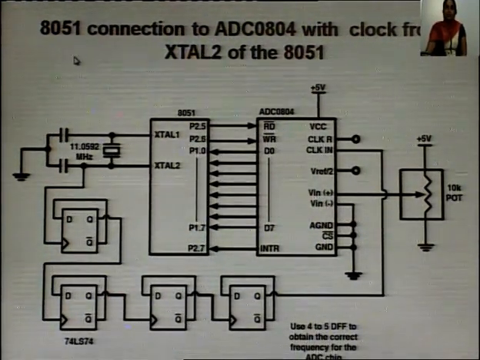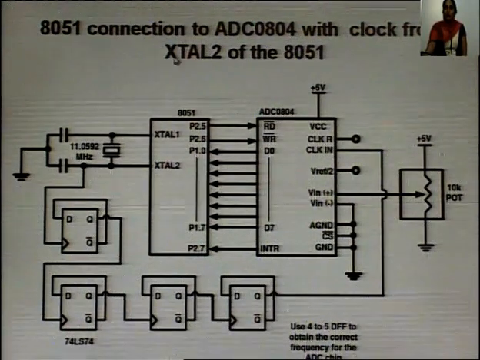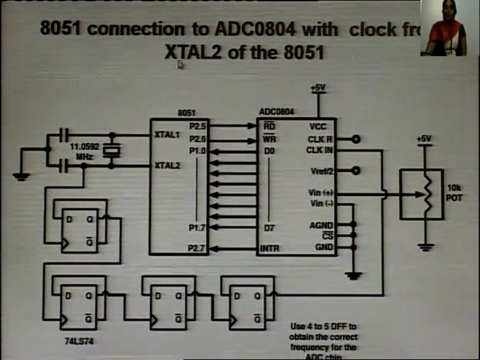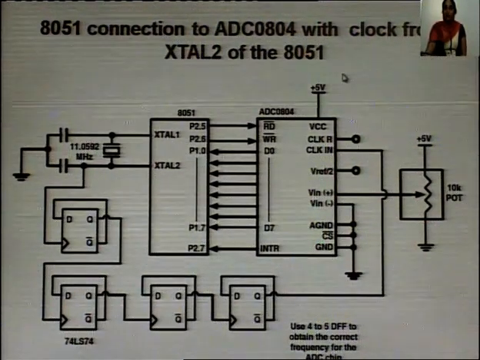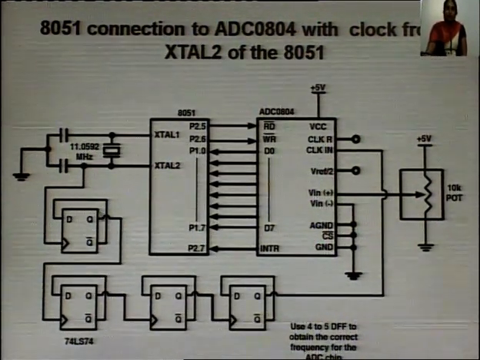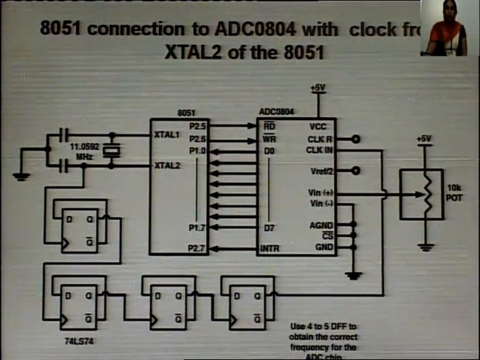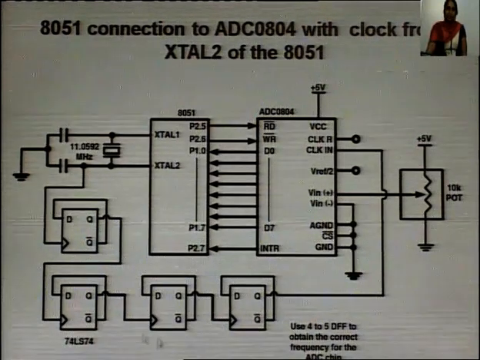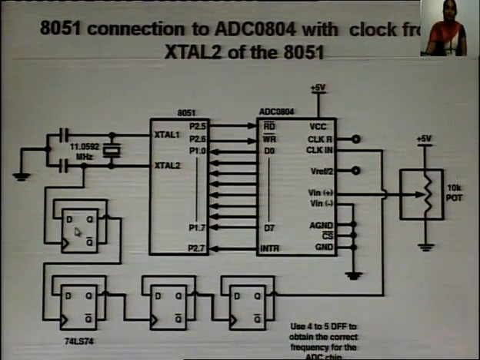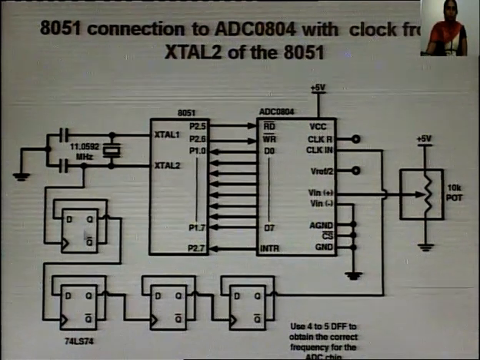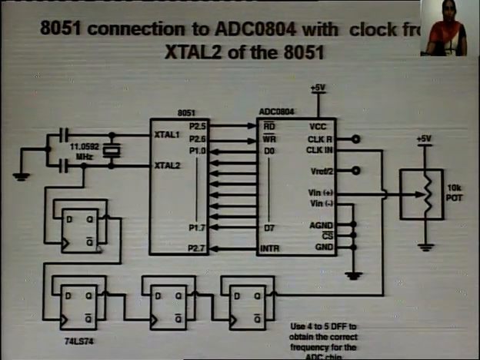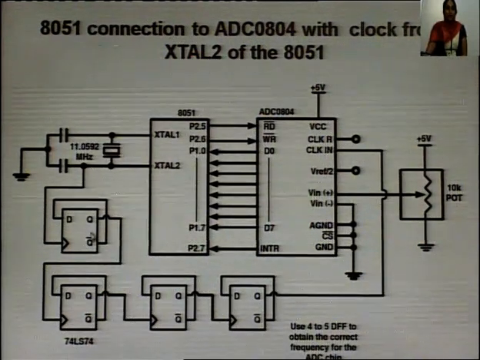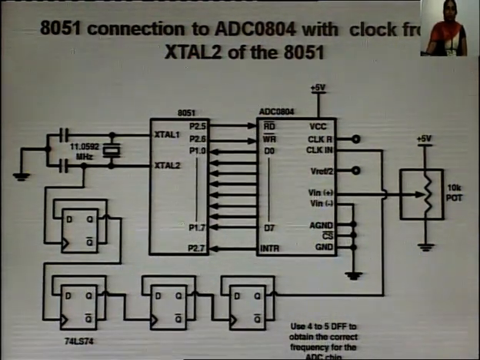Here this is the connection of the 8051 to the ADC0804 with the clock from crystal 2 of the 8051. Here we have used 4 to 5 D flip flops to obtain the correct frequency for the ADC. Each D flip flop divides the frequency by 2. When we connect Q bar to the D input, it divides the frequency by 2.